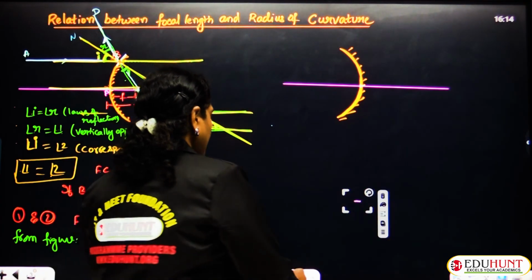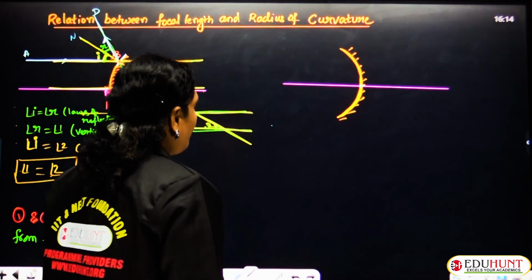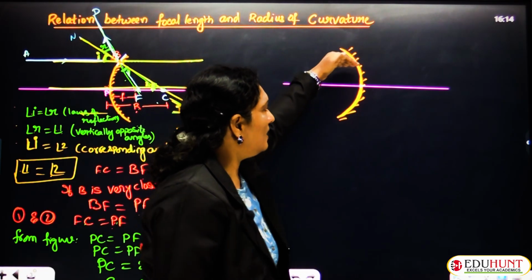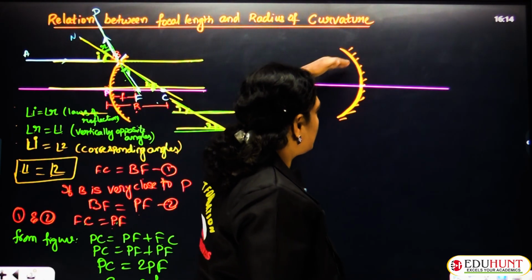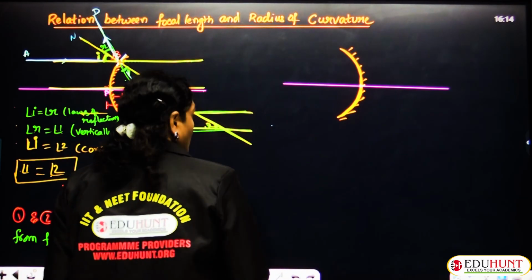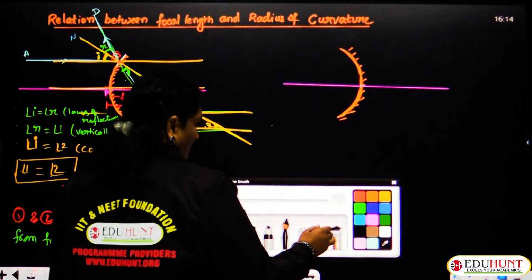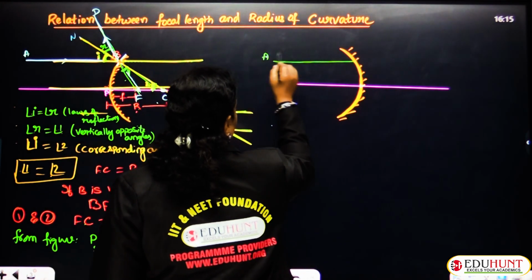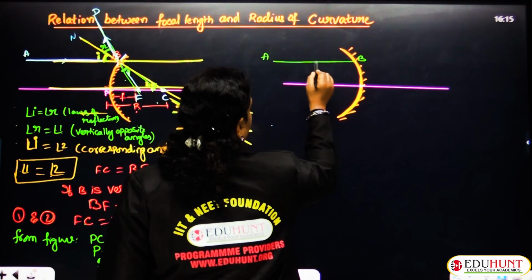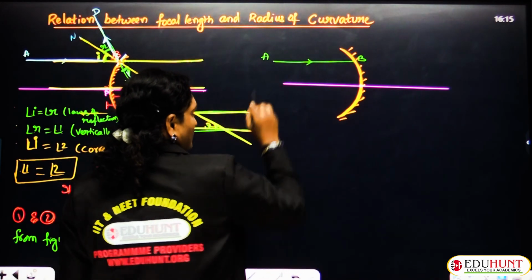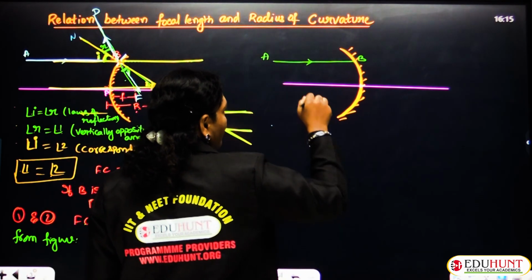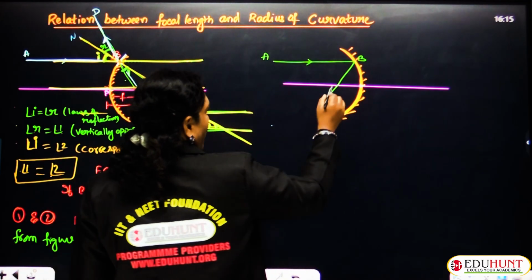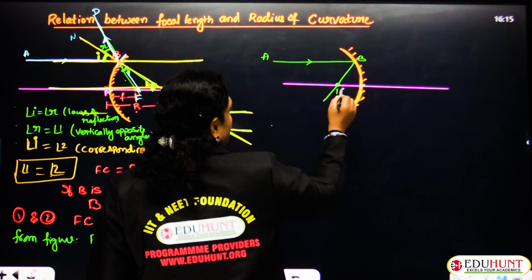Any light ray that moves parallel to the principal axis will reflect back as shown in the picture. So let us go through that. The light ray AB that moves parallel to the principal axis, this is the incident light ray, after reflection will meet the principal axis at some point called F.